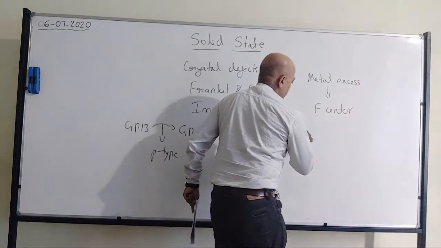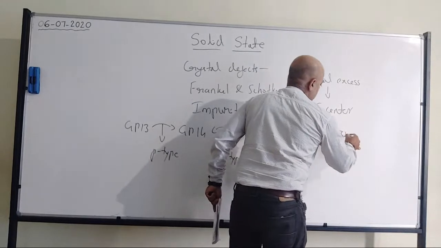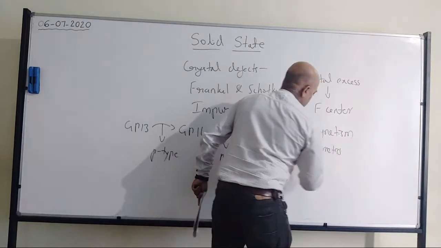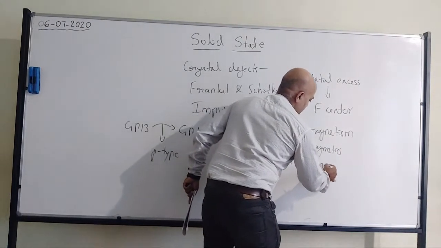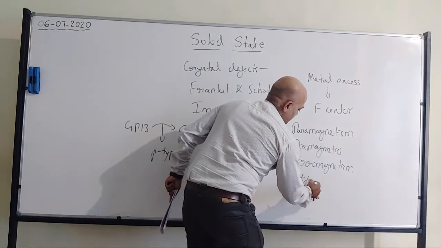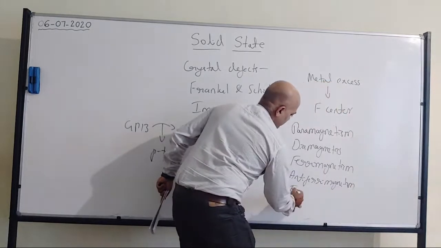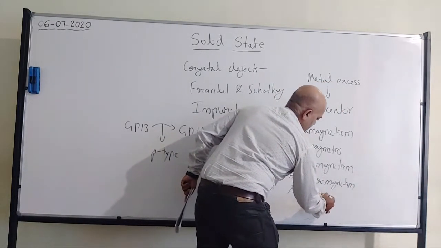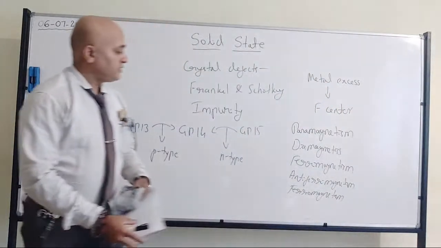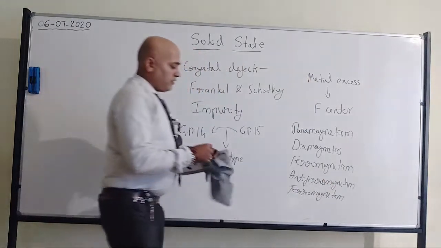Then we have the magnetic properties, where we have paramagnetism, diamagnetism, ferrimagnetism, and try to remember the examples. Then antiferromagnetism, and finally we have ferromagnetism.